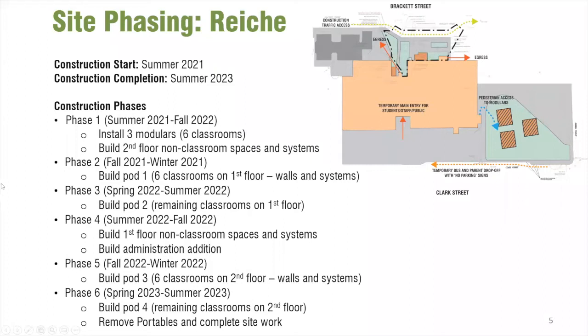Then as we get into the fall, we'll build the first set of classrooms, those first 6 classrooms on the first floor. And then we'll switch between the fall and the spring times of year. So right at that break in the school calendar, we'll switch and we'll then move the people that have been out in portables back into the school. Then we'll move the next 6 out. And so we'll continue to do that rotation through pods 1, 2, 3, and 4.